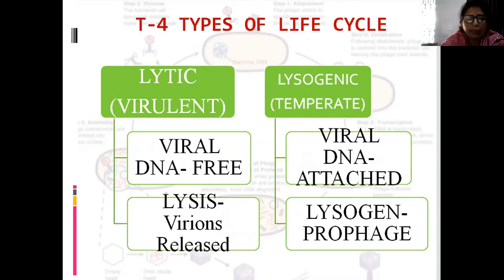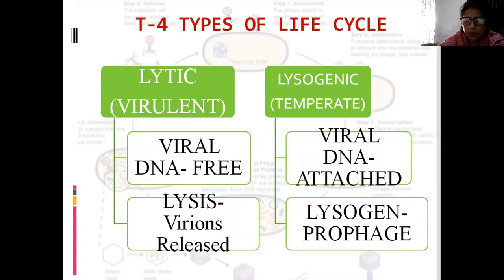In the lytic cycle, as the name suggests, lytic comes from lysis. It involves the lysis of the host cell, and a number of copies of the virions are released for attacking other host cells. And in the lysogenic cycle, the viral DNA gets attached to the bacterial DNA and replicates along with the bacterial DNA, and when it gets attached, that type of phage is known as lysogen or prophage.